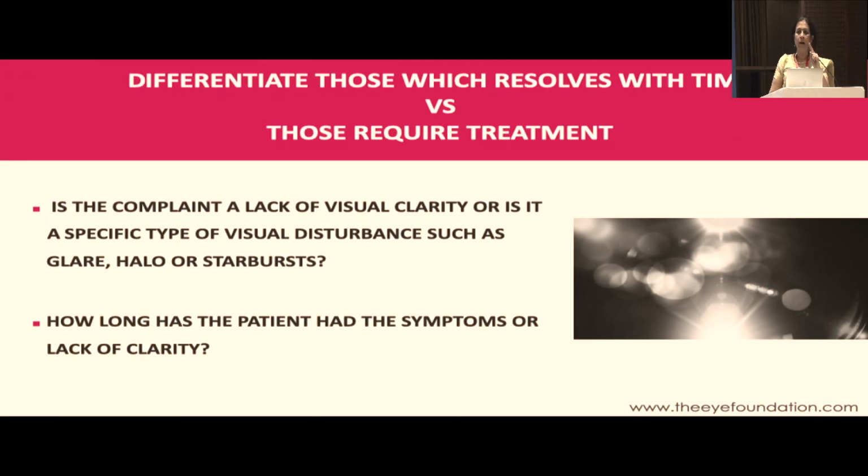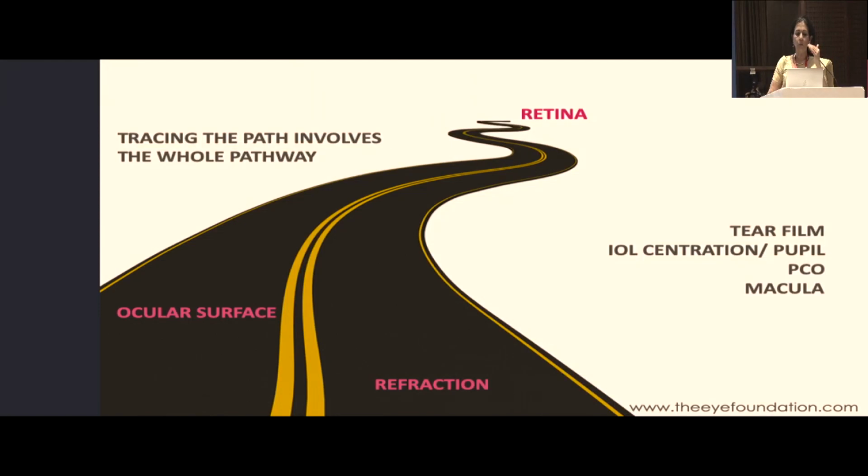You're going to ask him whether the lack of visual clarity is for distance or near, or whether it comes only in certain light conditions, like when it's getting dark, or whether it was clear initially and now it is getting unclear, when you wonder whether there's a CME or a PCO. So all of these will give information as to how you handle it.